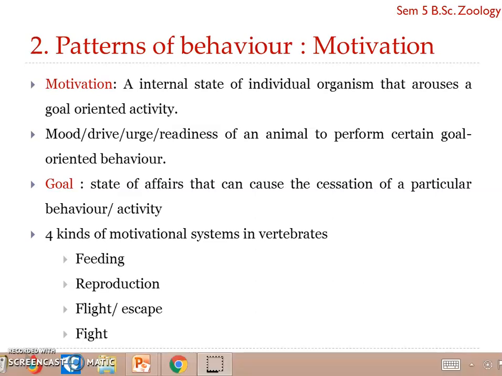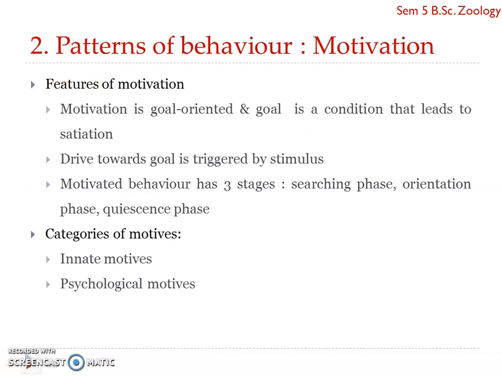So next we can see the features of motivation. What are the different features of motivation that explain behavior? Motivated behavior is distinguishable by these three features. The first one is that motivational behavior is always goal oriented or goal directed. That is, the behavior is directed towards the attainment of a specific goal. Okay, and its goal may be considered as a condition which leads to cessation, that is satisfaction or fulfillment. Okay, so the goal is a condition which leads to the cessation of the particular behavior.